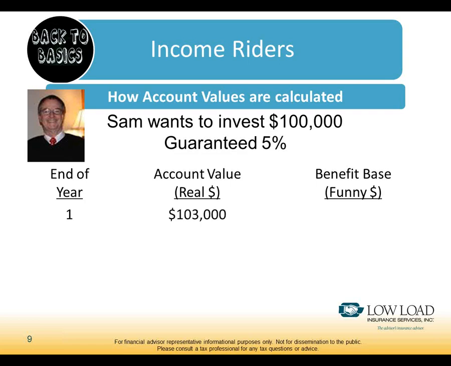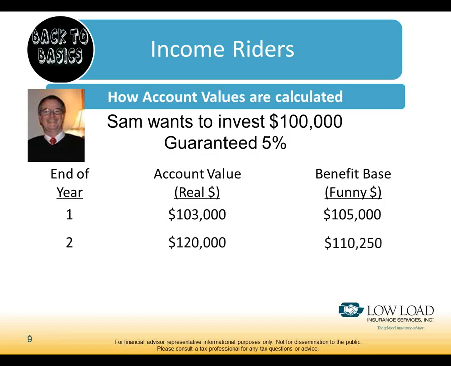In year 1, or at the end of year 1, his account value has grown to $103,000. He's gotten 3% on his money, but he's being told he can get 5%. What's going to grow at 5% is the benefit base, or what I call the funny money. So his benefit base is going to be worth $105,000 at the end of year 1. Account value is 103, benefit base is 105. And then year 2 comes along, the annuity does great. It grows to $120,000.